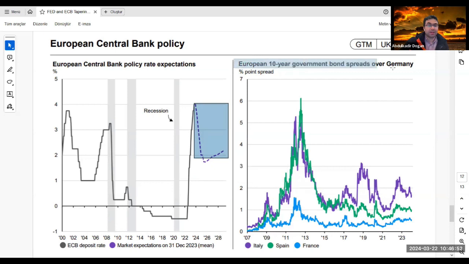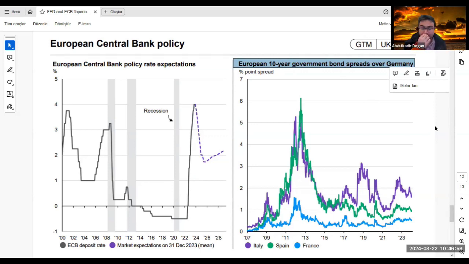And why is this graph really important? If you want to see the risk and something wrong in the Eurozone, you should look at the country's 10-year treasury spread with Germany. Why are we looking at this? Germany is a non-risk country. And if the spread between Germany and your country is increasing, it means that your risk is increasing.